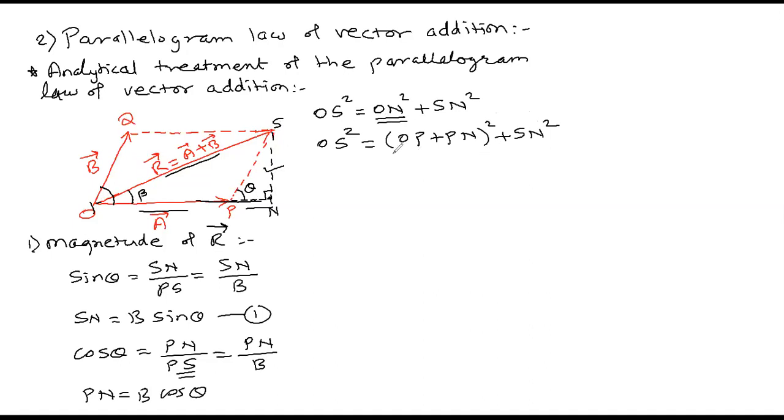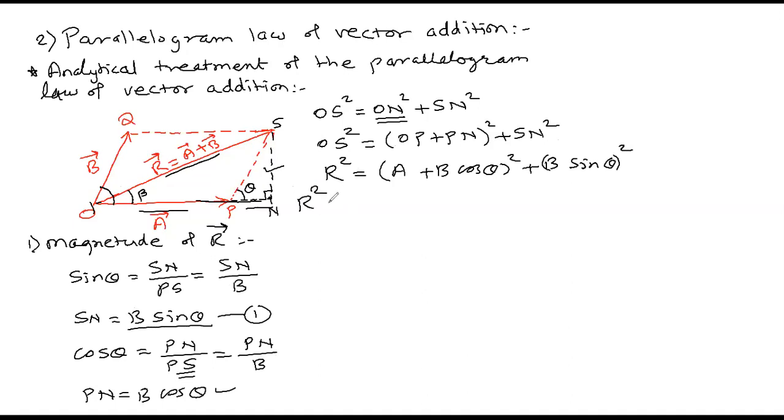Okay. Now I will put the respective values. So OS is nothing but the resultant vector R. So R square in terms of magnitude, R square is equal to what is OP? OP is nothing but the magnitude of vector A plus PN. See here, PN is equal to B cos theta. So (B cos theta) square plus SN. SN is nothing but B sin theta. So (B sin theta) square.